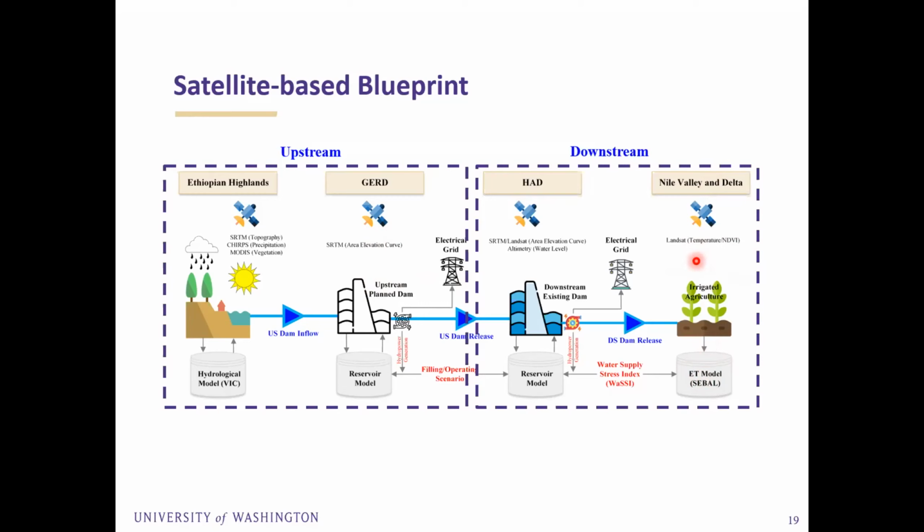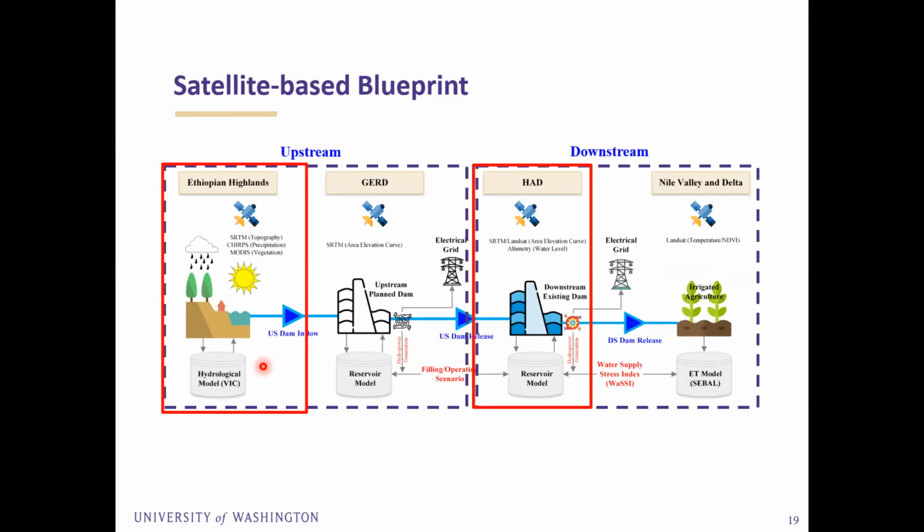So we have this blueprint. It's mostly relying on using satellites and also using different models. So in my first study, I'll focus on the VIC model, showing how we validate this model and also how we use a satellite to drive the operation of the High Aswan Dam.